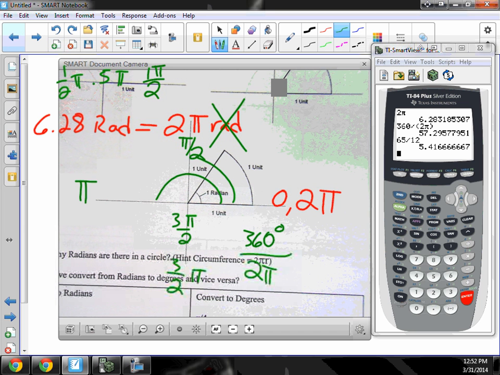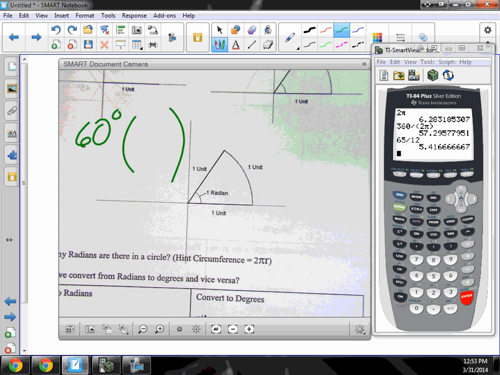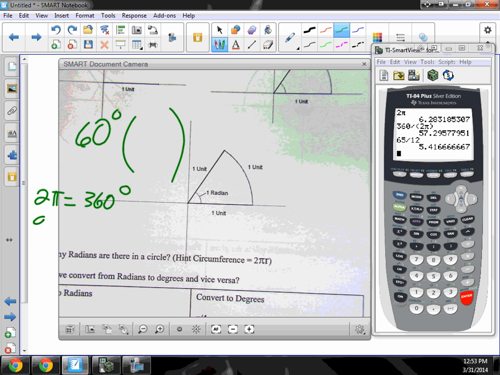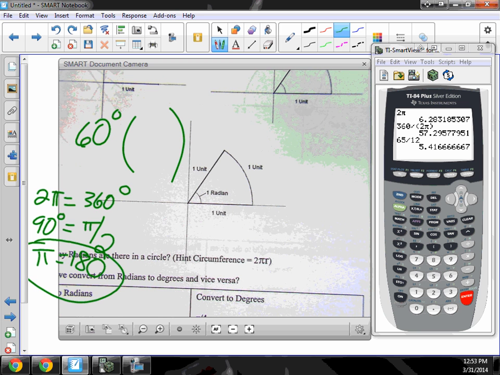So if I had 60 degrees, I need to multiply it by something that will get rid of degrees and turn it into radians. Any equivalent statement would work. Okay, we could do 2 pi equals 360. We could do 90 degrees equals pi over 2. Yes, this is the easiest one, because that is in simplest form.